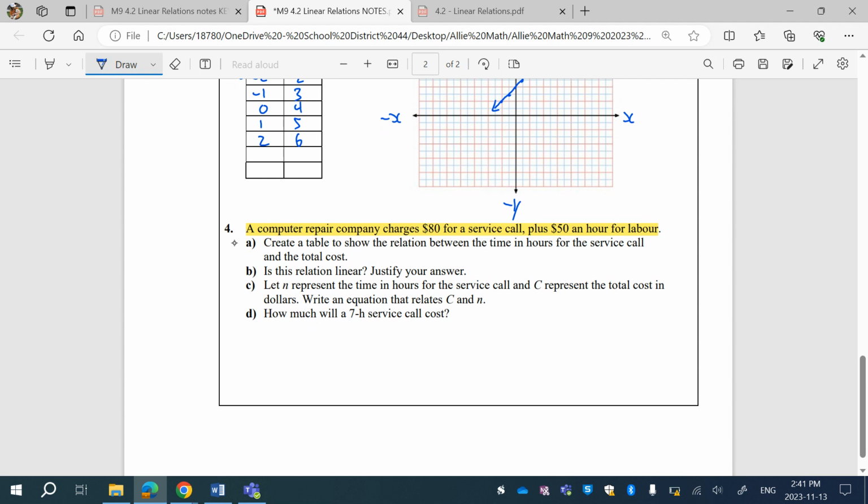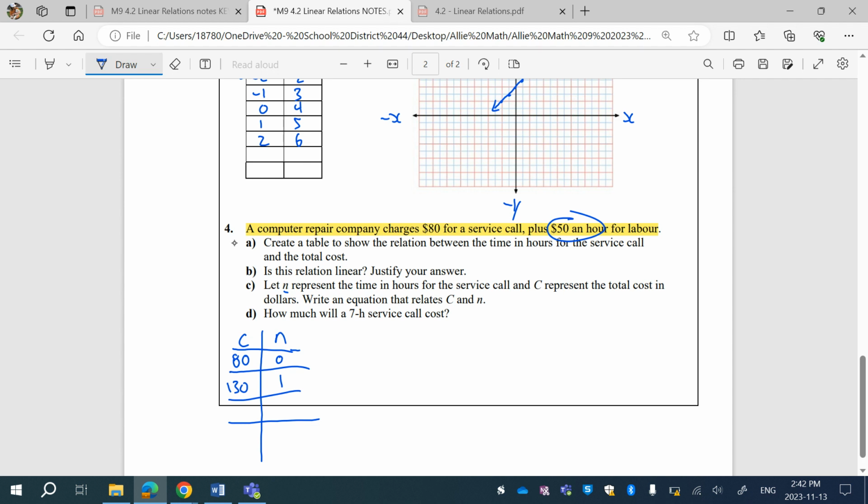So I didn't give myself much room here, so I'll do it right here. Let's go cost and N for number of hours. It says right here, let N represent the time. So let's do a few. I guess the cost would be $80 for 0 hours. I don't think that's going to happen, so I don't know if you'd even bother with that. But let's do $80. Oh, my bad. $80 plus $50 for the first hour. So that's going to be $130 for 1 hour.